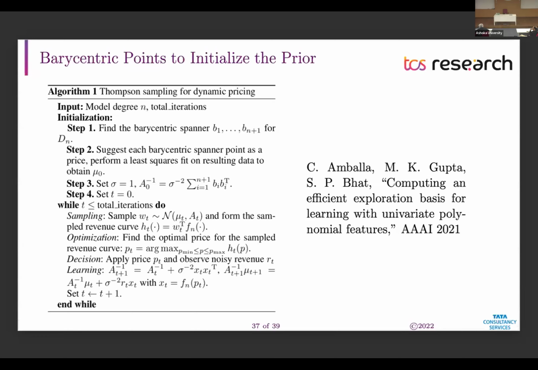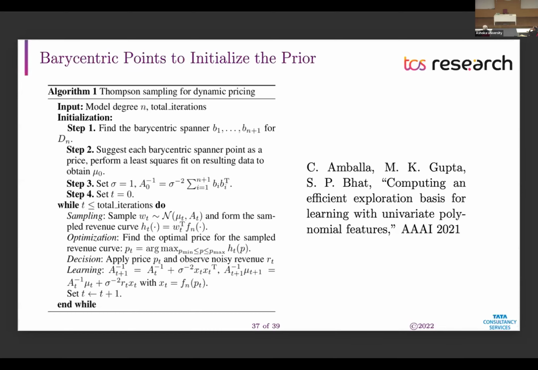Find the optimum for this estimated function. Remember, this is just a sample. You apply that optimum as your next decision, observe the revenue or reward that you get, and use this observation to update the posterior. This continues, and it is the crux of Thompson sampling. But the question is, where do you start from? You need to start with a prior.